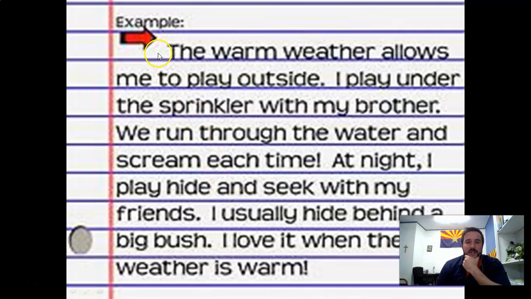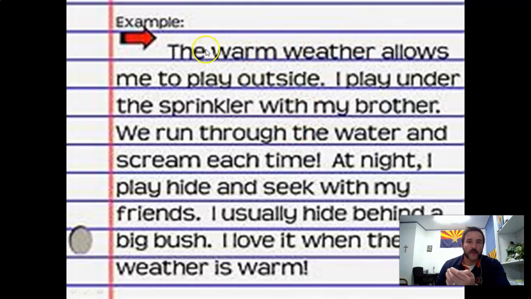Take a look at the indentation here. We went through this yesterday. What's the main idea? Let's look at the topic sentence. The warm weather allows me to play outside. That's the main idea. That's the topic sentence. Now, all of these underneath are called supporting details. Just like the building has posts and beams to help hold up the building, these supporting details help hold up the topic sentence by talking more about it.